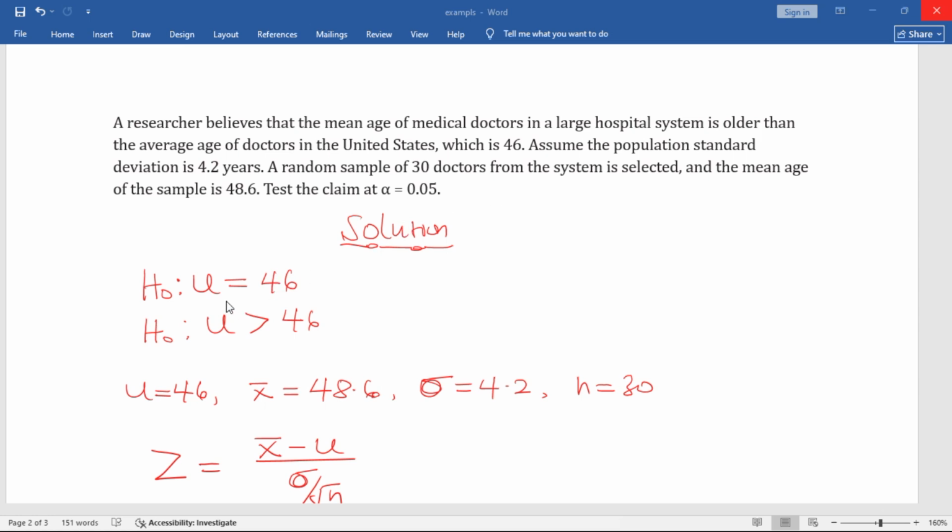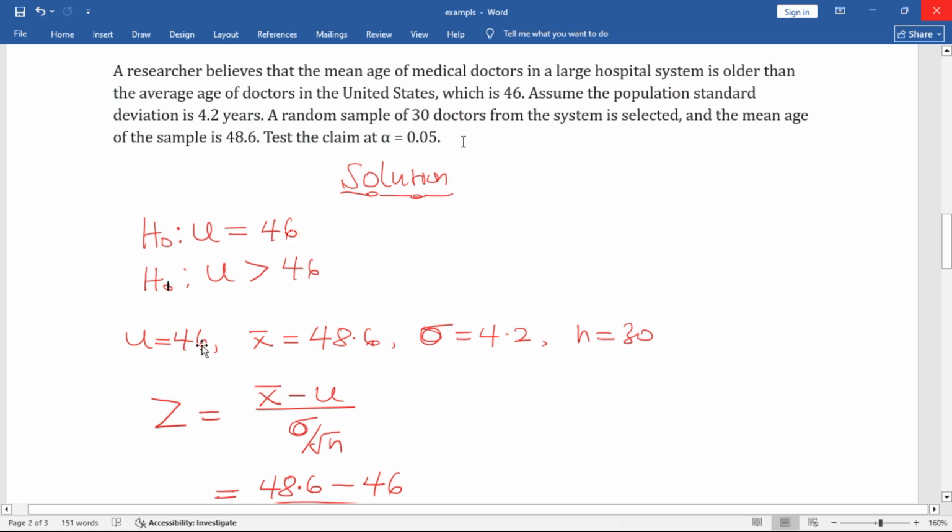So here our h1, that's the alternative hypothesis, will be mu is greater than 46, and our h naught will be mu is equal to 46, at an alpha of 0.05, right? So this is a right-tailed test, and then from the question we can deduce our values. Population mean is 46. Our sample mean is 48.6. Our population standard deviation is 4.2, and our n is 30.